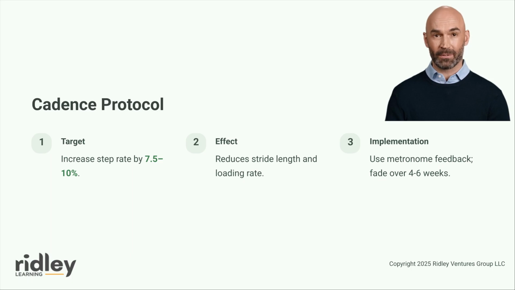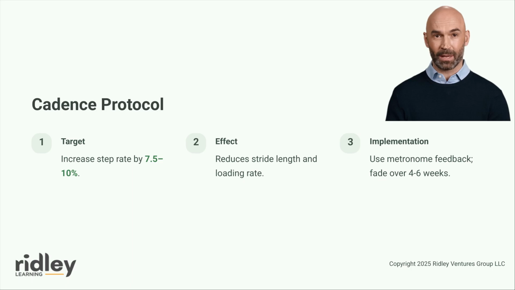Clinical implementation of cadence-based gait retraining begins with baseline assessment of preferred step rate, typically measured during treadmill running at self-selected pace. Target cadence is calculated as 107.5 to 110% of baseline, and patients are instructed to match foot strike to metronome beats during training runs. Initial sessions may feel awkward as patients adapt to the novel movement pattern, and clinicians should prepare patients for this adjustment period. Progression involves gradual weaning from external cueing as the new pattern becomes automatic, typically over 4 to 6 weeks of consistent practice.